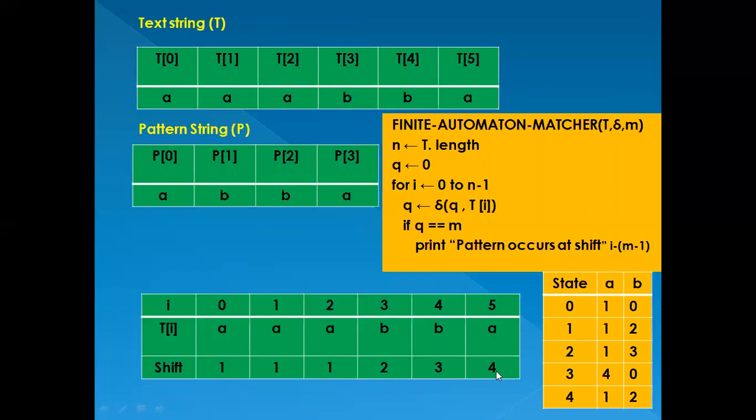As soon as you reach 4, your Q is equal to M. What is the length of the pattern string? It is 4. So hence you stop. So you can say that the pattern occurs at shift I minus M minus 1. M minus 1 will be 3 and I in this case is 5. So 5 minus 3 is 2. So at location 2, you found your pattern. You have located your pattern in the text string at location 2.